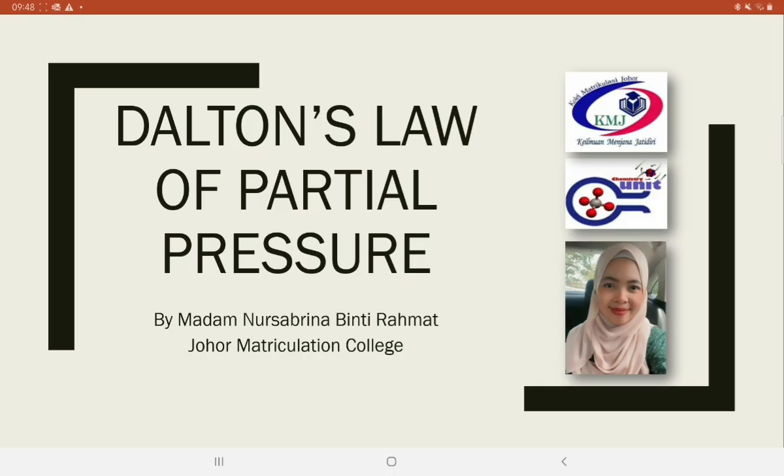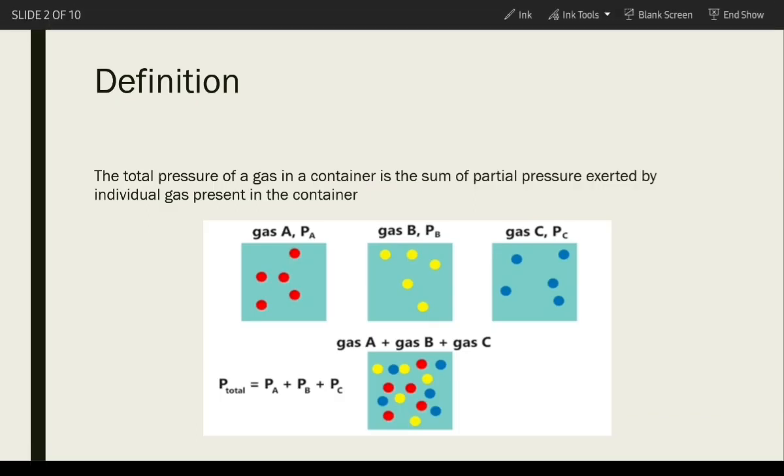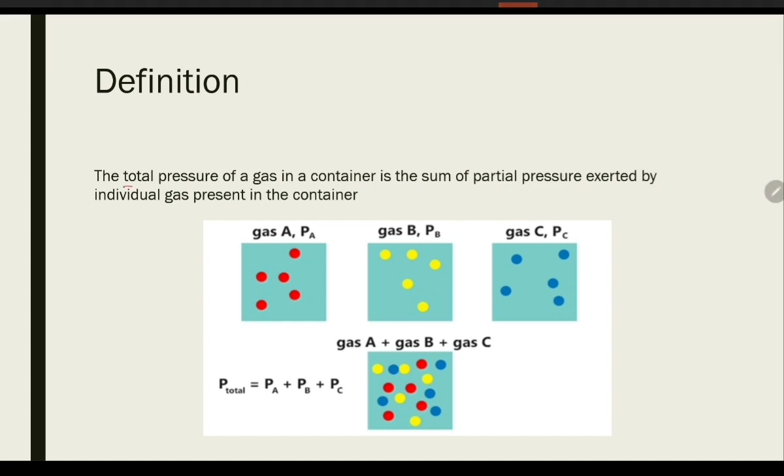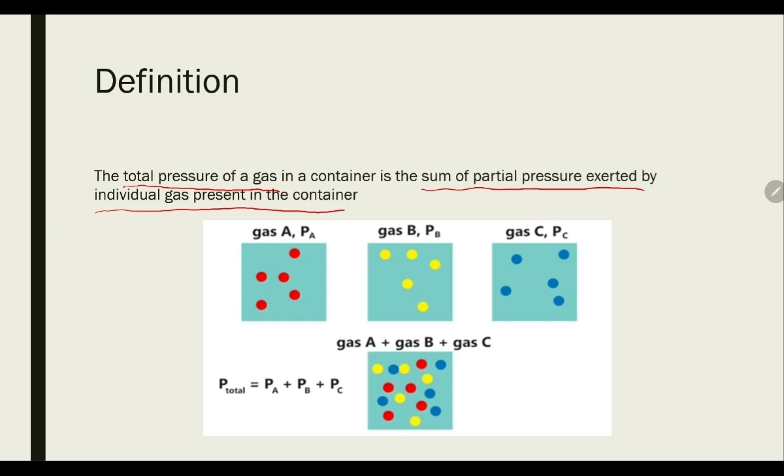On my previous video, I already explained what Dalton's law of partial pressure is. So our focus today is on how to use different formulas to calculate the partial pressure of gases. Let's recap a few important things. This is the definition of Dalton's law, which states that the total pressure of a gas in a container is the sum of the partial pressures exerted by the individual gases present in the container.